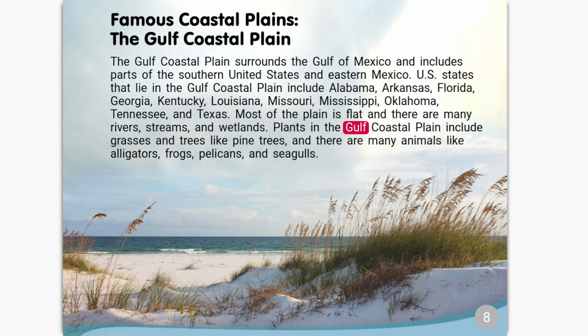Plants in the Gulf coastal plain include grasses and trees like pine trees, and there are many animals like alligators, frogs, pelicans, and seagulls.